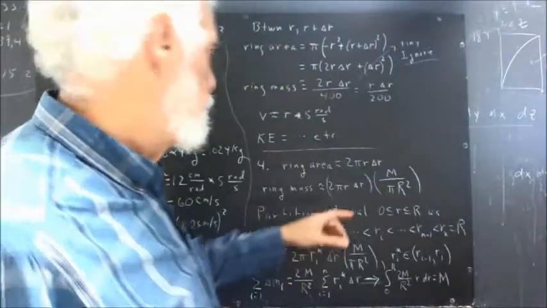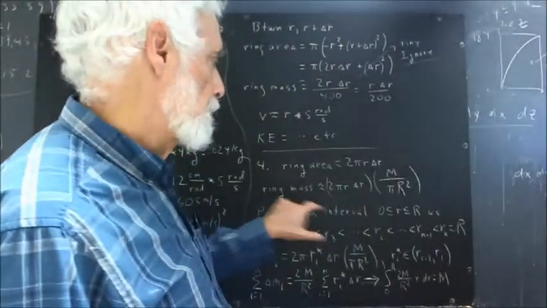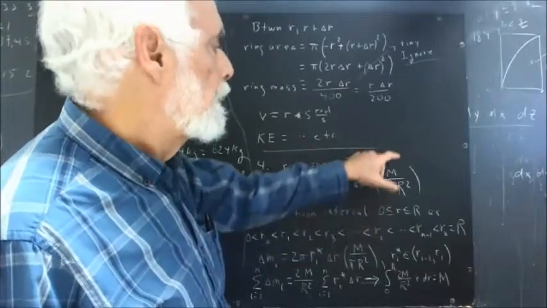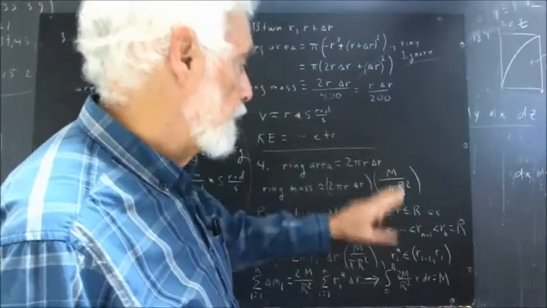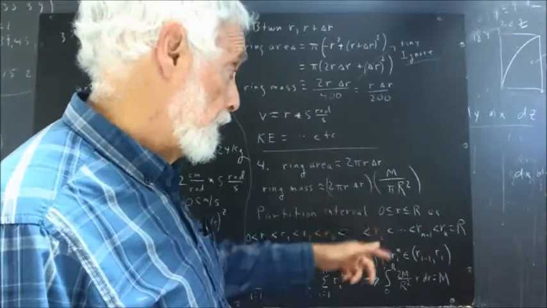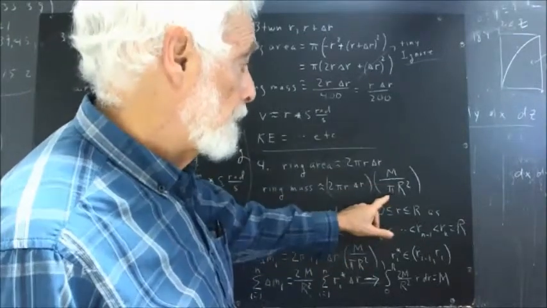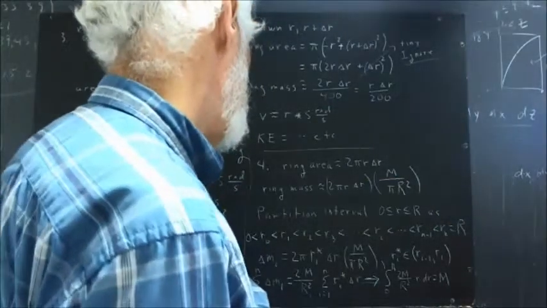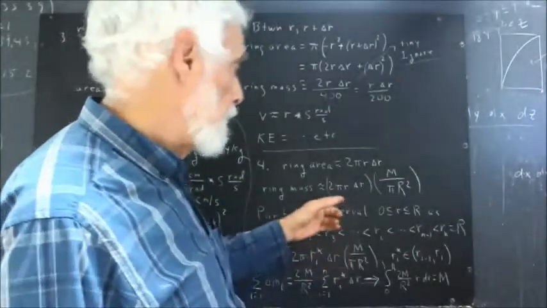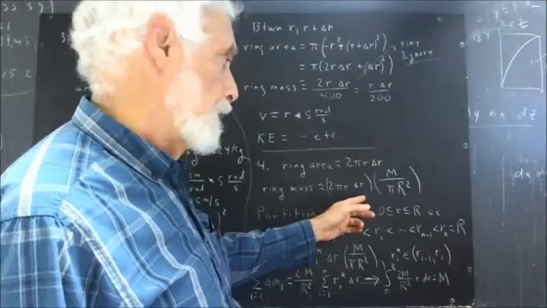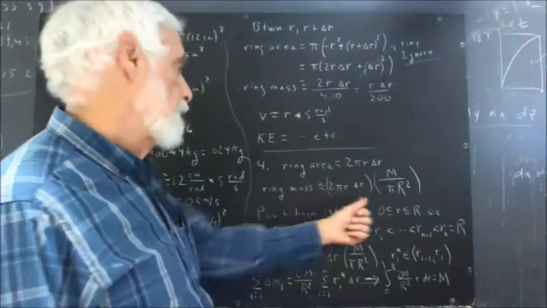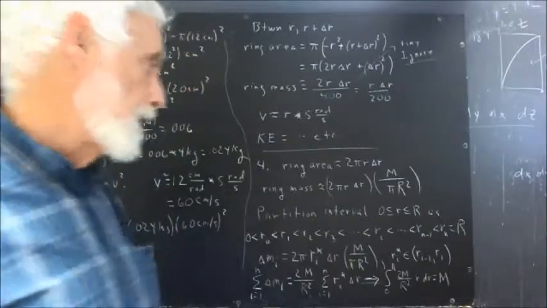So what we're going to do this time to get the mass of the ring is multiply its area by the mass per unit area for the ring. Mass per unit area is just mass divided by the area of the disk, and we assume the mass is uniformly distributed. So multiplying the ring area by the mass per unit area, we get our expression for the ring mass.